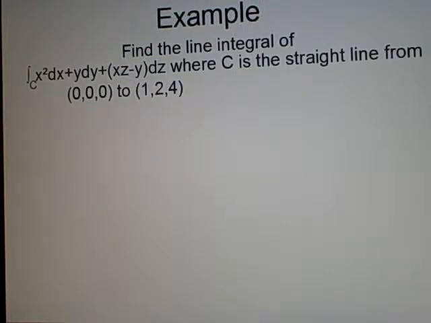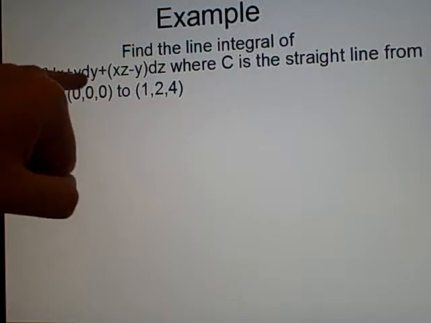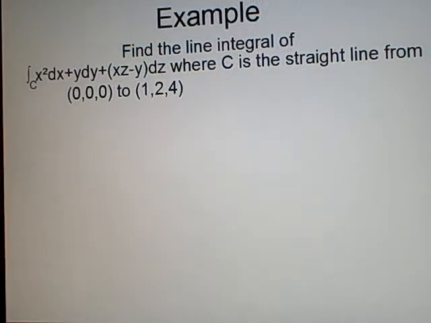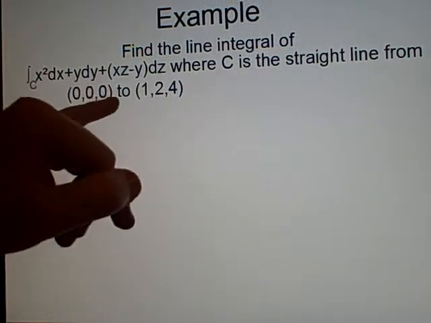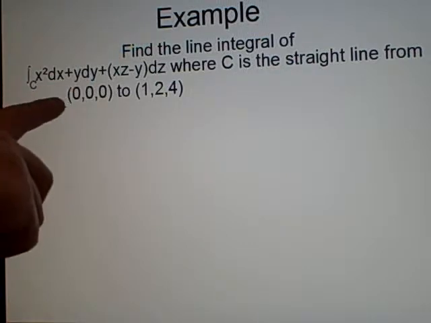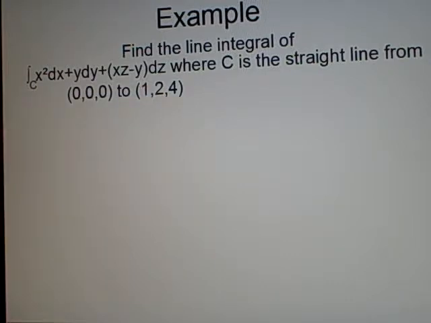Right, now here's our example. Find the line integral of the integral of c x squared dx plus y dy plus xz minus y dz, where c is the straight line from 0, 0, 0 to 1, 2, 4. Right, now like I said before, we're going to have to work out our parameterization of c using the formula we had back there. So we've got our x0, y0, z0 and x1, y1, z1.